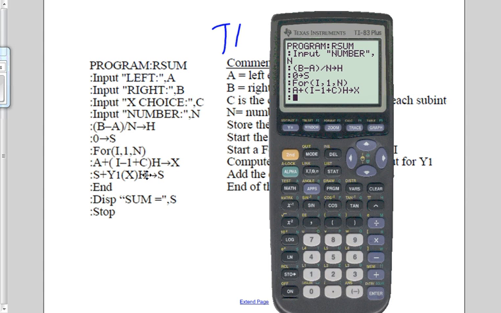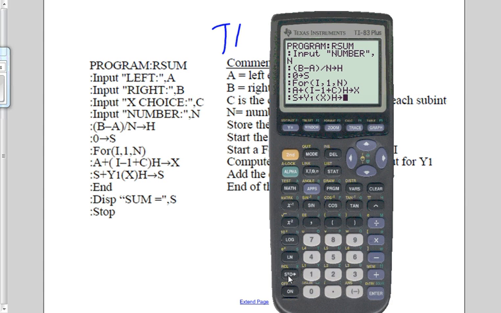And then I want to add up all the y values. So alpha S, that's my sum. And then I'm going to add up the y values times the corresponding x. To get y1, we go to Vars, Y-Vars, Function, Y1, parentheses x, times H. So y1 of x times H is the y value times the x value. This is giving me the height times the width of my rectangle.